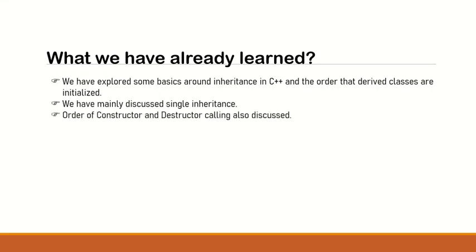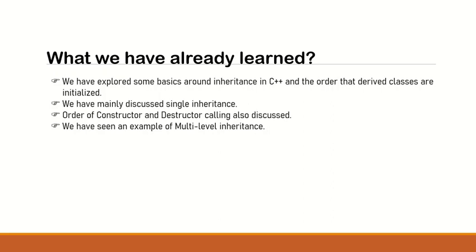We have also discussed that when you create an object of a derived class, the constructor of the base class gets called first, followed by the constructor of the derived class. And we have also discussed, when a derived class object goes out of scope, the order of calling the destructors of the base class and derived class.